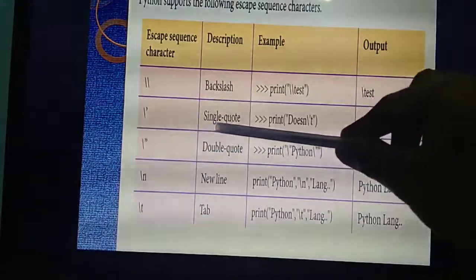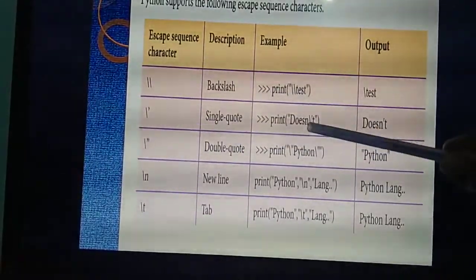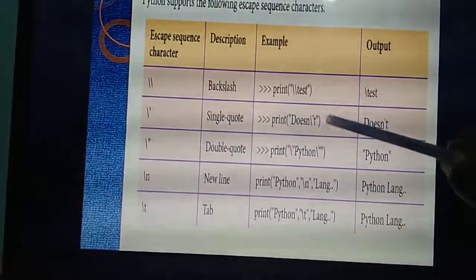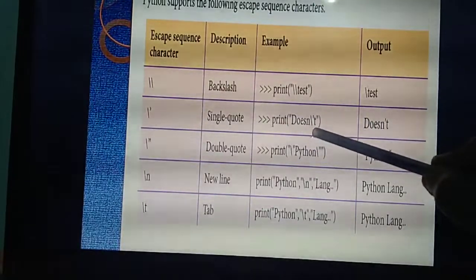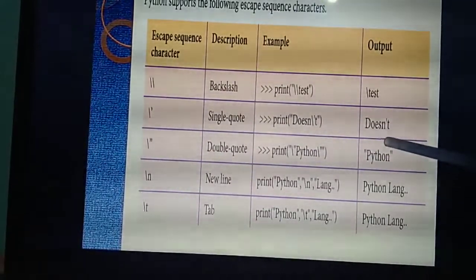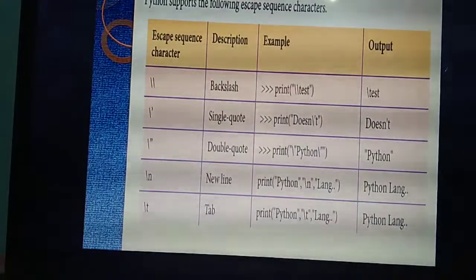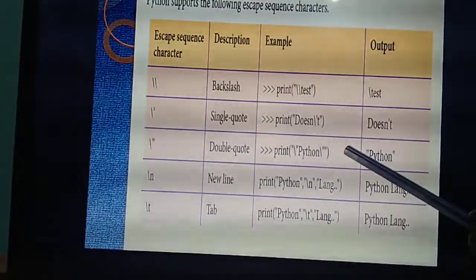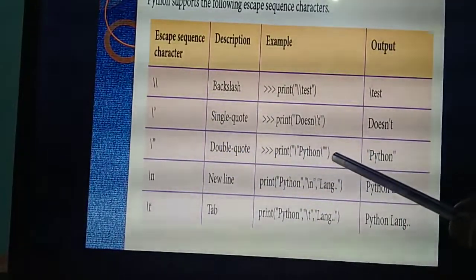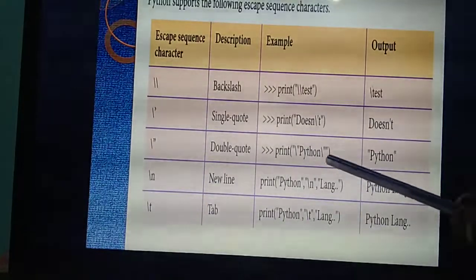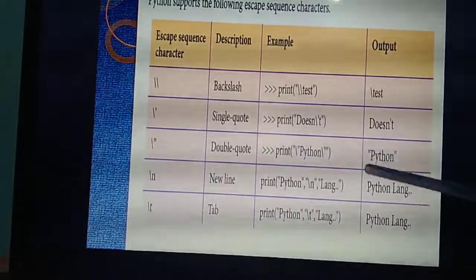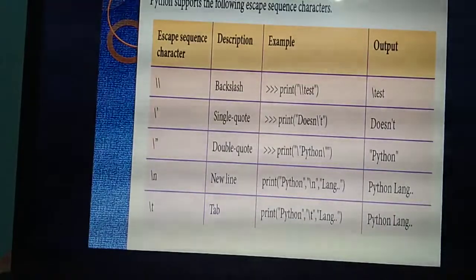Next, backslash with a single quote, as in doesn't. You are studying this in English, no? If you give it like this, you will get the answer like this. Just read it once and you will understand. Then backslash with double quotes. This backslash I am giving inside double quotes, so that particular character will display in the output screen with double quotes.